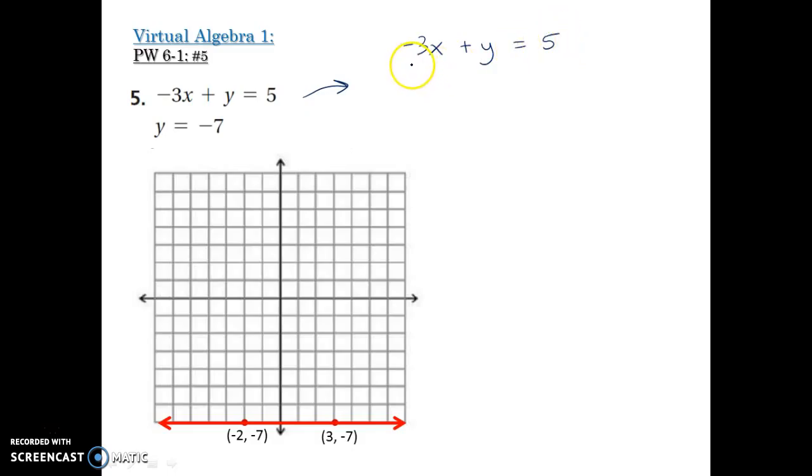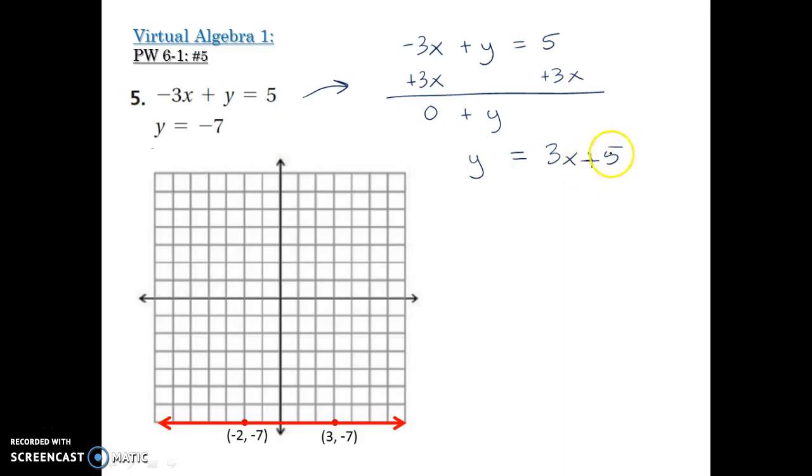Now in order to graph this guy, I want to put him into slope-intercept form. And I can do that by getting y by itself. So right now, all I really have to do is add 3x to both sides, because negative 3x plus 3x is 0, and 0 plus y is just y. And then 3x and 5 plus 3x is just 3x plus 5.